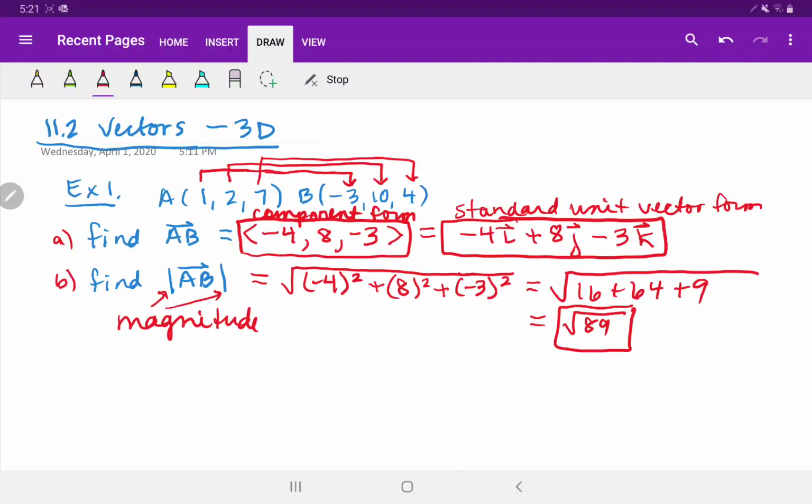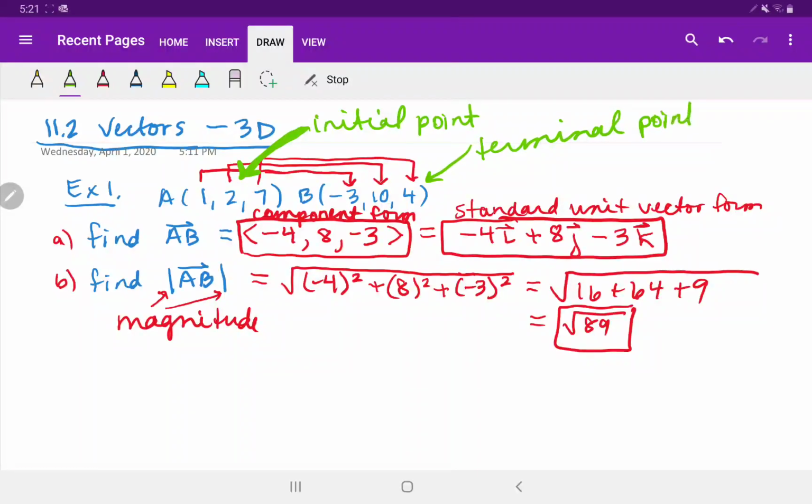Now some terminology. Let me point to some terminology for you. This point is called the initial point. That one's the one you're starting on. And this point is called the terminal point. So they sometimes use that in the textbook.